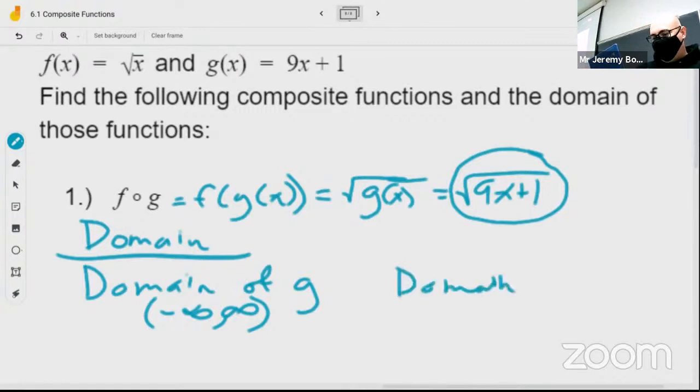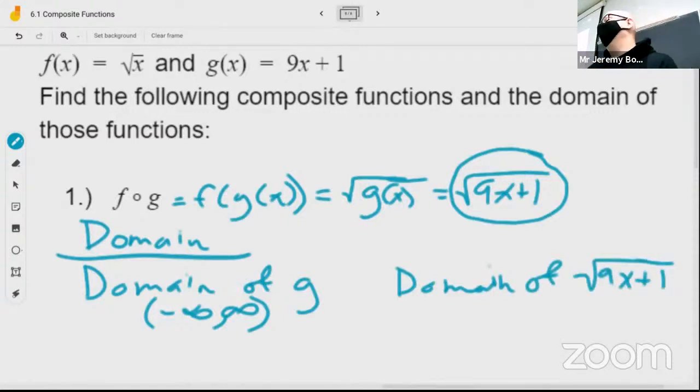Then, next we want to look at the domain of the function we found. For our composite function, it would be the square root of 9x plus 1. Square root is pretty important. Are there domain restrictions on this? It's at the top, but it's under an even root, right? It's the square root. And so we know that the stuff under the square root, the 9x plus 1, has to be what? Anybody know?